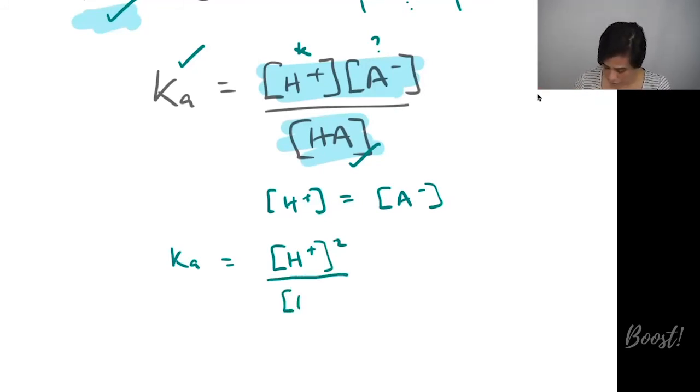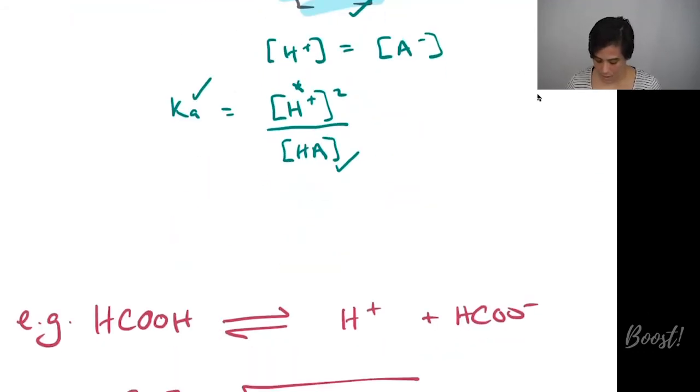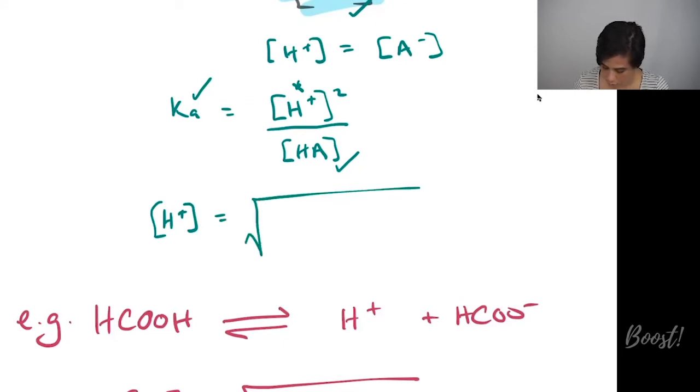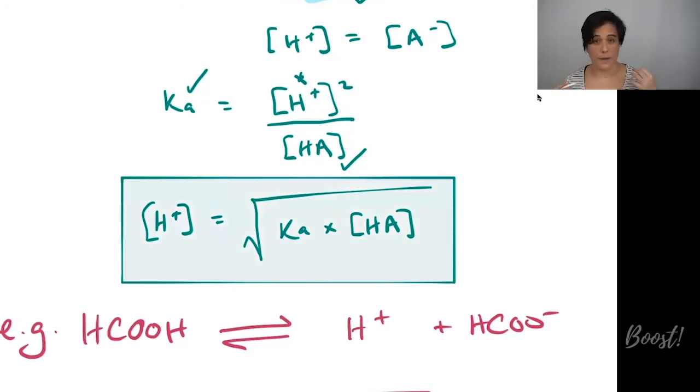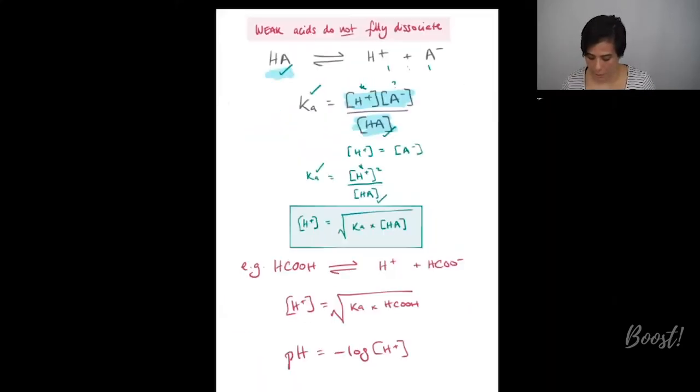Divide that by the concentration of HA, and now we know this information, we know this information, we just have to find this information, and we just need to rearrange the equation in order to make H plus the subject. So H plus concentration will equal the square root of Ka times the concentration of HA. So this is going to be our equation for going from Ka and HA concentrations that we'll find from the question to the concentration of H plus ions, which is what we normally want to find out in order to find the pH of our weak acid.